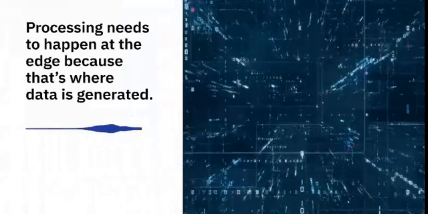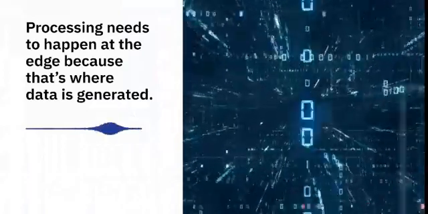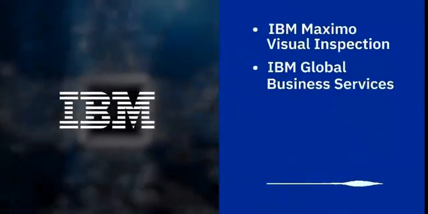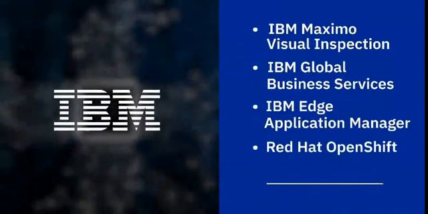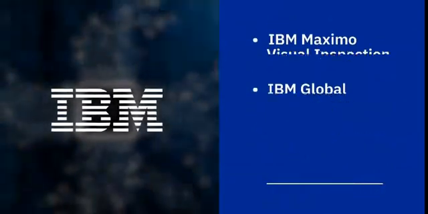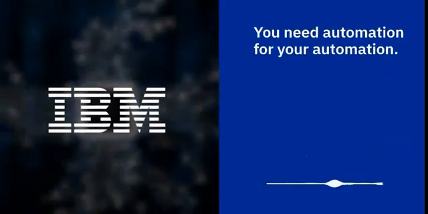Processing needs to happen at edge because that's where data is generated and action needs to be taken in real time. The AI model at edge would also change over time. Coupled with the need to manage the devices and to manage the AI models at edge, things can get complicated. You need automation for your automation.